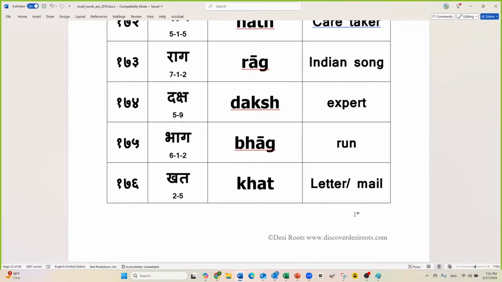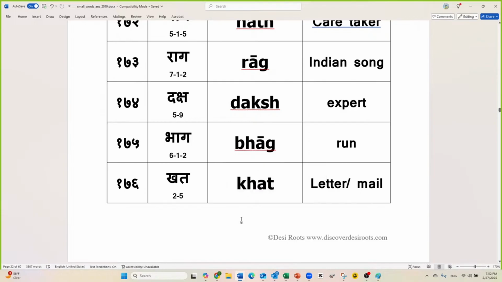He got a letter from Japan today. उसको आज एक खत आया। Now in Hindi, Japan is called जापान. जापान से मिला. Okay, now write that down.